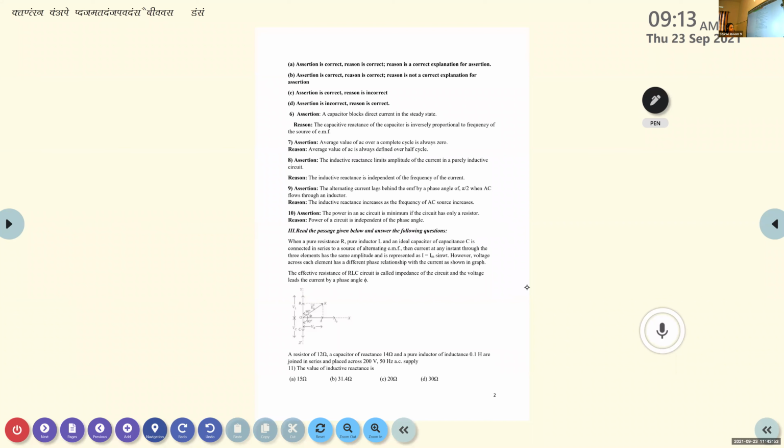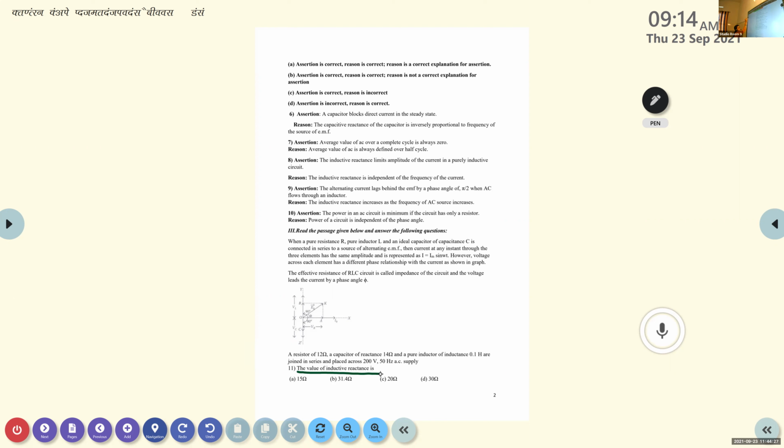Now the last case study questions. Read the passage given below and answer the following questions. Here the major portion is this: a resistor of 12 ohm, capacitor of reactance 14 ohm, and a pure inductor of inductance 0.1 Henry are joined in series and placed across 200 volt 50 hertz AC supplies. Well, what is the value of inductive reactance?